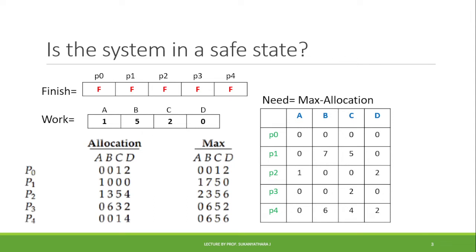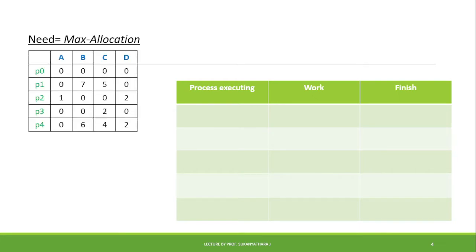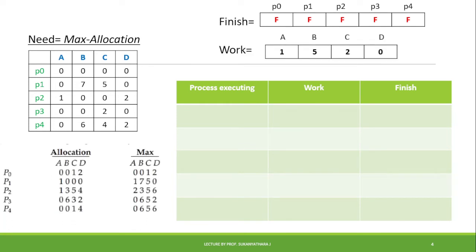What is the maximum requirement? What is the number of resource types being held by each process at present? That will give you what is the future need of each process. Now we have found the need matrix. Our aim is to check whether each and every process in this sequence is able to execute. So this is our need matrix. This is the initial value of finish vector and this is the initial value of work.